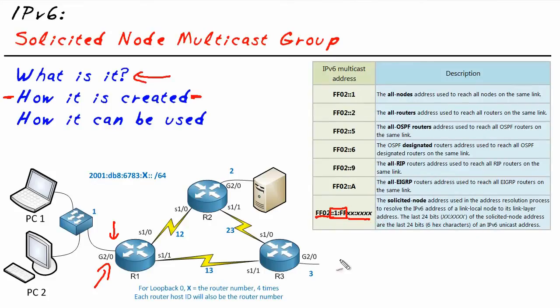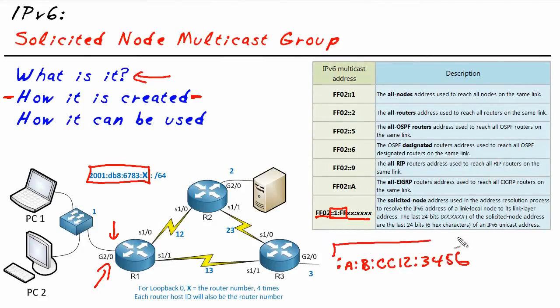So if we have a host ID, for example, here's the network, the first 64 bits. And let's say the host ID was ABCC:123456. That represents the last 64 bits. And this part right here represents the last 24 bits of that, the last 6 characters. With hexadecimal, every character represents 4 bits. So if you have 6 characters, that's the last 24 bits. So the last 24 bits of the unicast address is popped in right there, and that is the solicited node multicast group that this device will join.